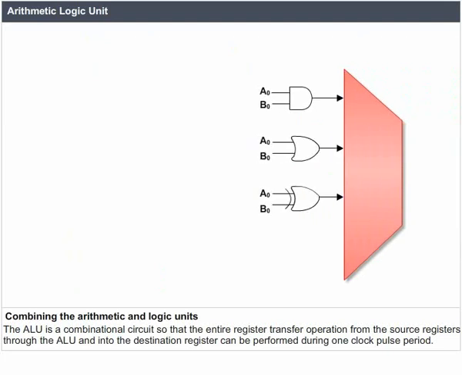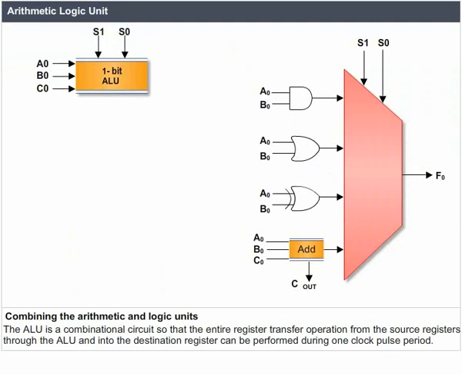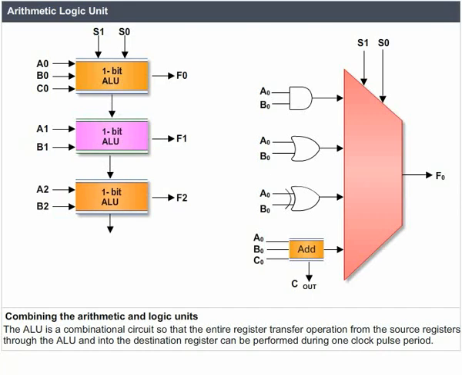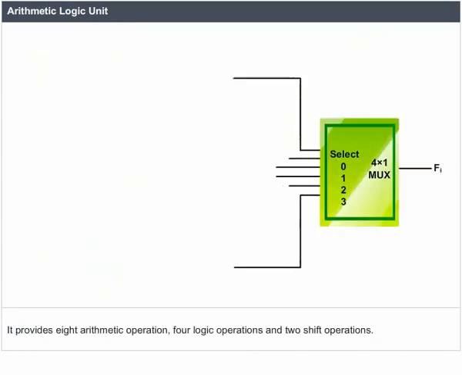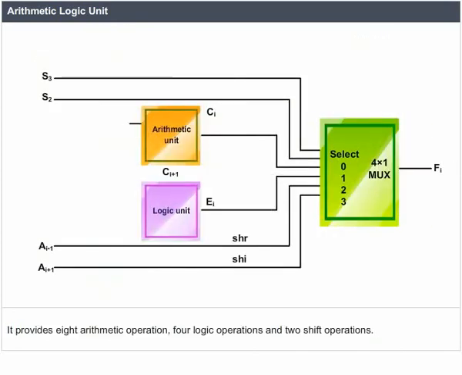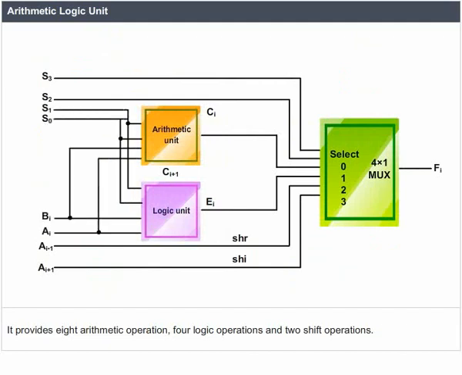Combining the arithmetic and logic units. The ALU is a combinational circuit so that the entire register transfer operation from the source registers through the ALU and into the destination register can be performed during one clock pulse period. The ALU performs an operation and the result is then transferred to a destination register. It provides 8 arithmetic operations, 4 logic operations, and 2 shift operations.